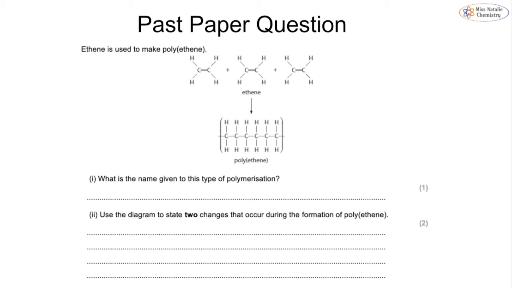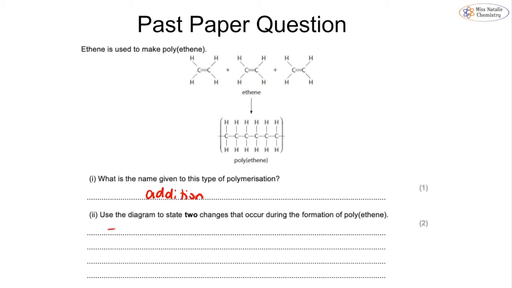So we're being told that ethene is being used to form polyethylene, and we've got a nice diagram here as well. So part one, what is the name given to this type of polymerization? Well, we've only looked at one type, and we call this addition polymerization. And then we want to use the diagram to state two changes that occurred during the formation of polyethylene. So we want to be referring to what's actually changing in the structure here.